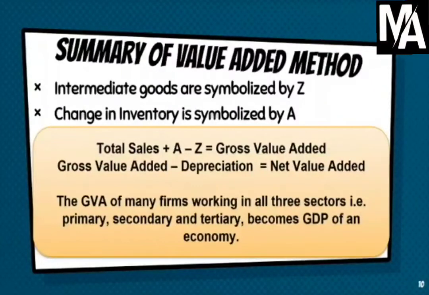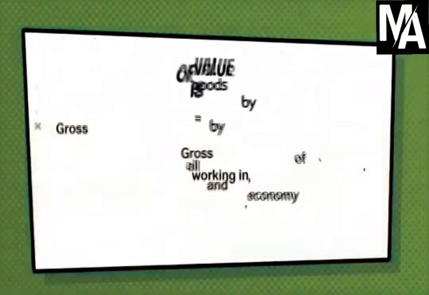Now the gross value added of all the firms working in all the three sectors, that is the primary sector, secondary sector and tertiary sector, becomes the GDP of an economy. And from this GDP, when we reduce depreciation, it becomes the NDP of an economy. So the question now arises, what is GDP and what is this NDP?